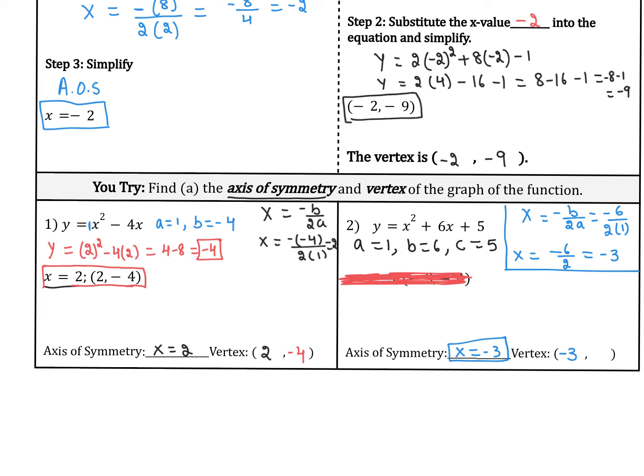Now you're going to find out the y coordinate of the vertex. So you're going to use this x value and plug it in here to find the y coordinate. I'm going to use y equals x squared plus 6x plus 5, so -3 squared plus 6 times -3 plus 5. And what you got here is 9 minus 18 plus 5. 9 minus 18 is -9, plus 5 is -4. So the y coordinate is -4. So your axis of symmetry is x equals -3 and the vertex is -3 comma -4.